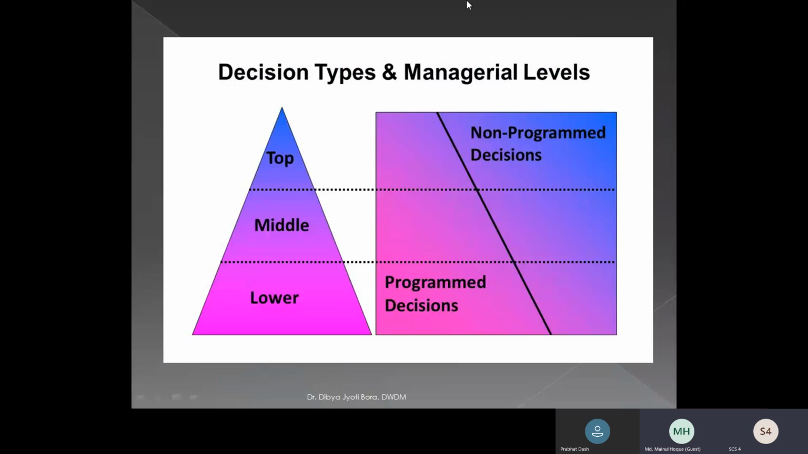Right. Now this diagram, yeah. So this diagram, let's try to analyze this diagram now.